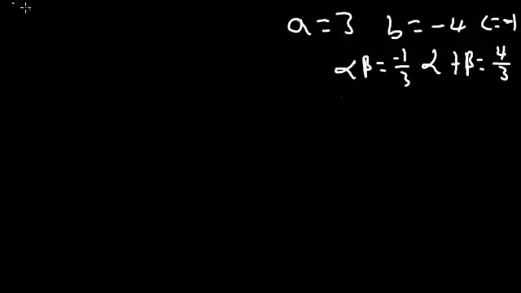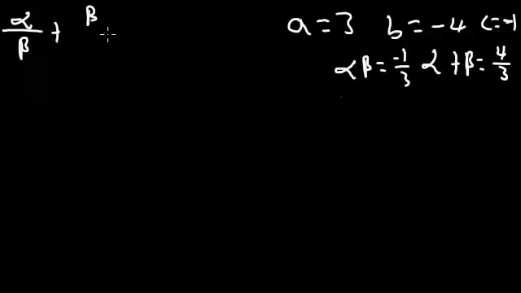Now, consider this relation: alpha over beta plus beta over alpha. How can we find this relation in terms of alpha beta, or using alpha beta and alpha plus beta? Since it is an algebraic expression, or algebraic fraction, just like before, let's try to combine them.